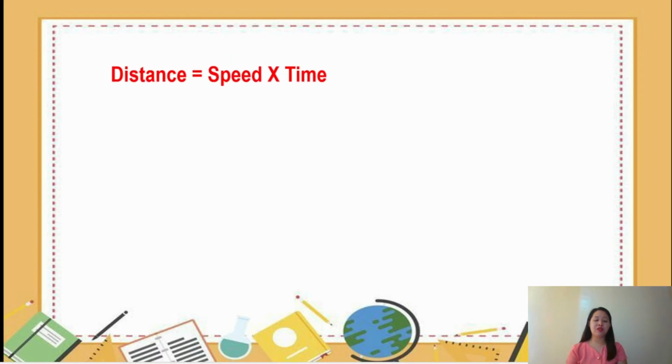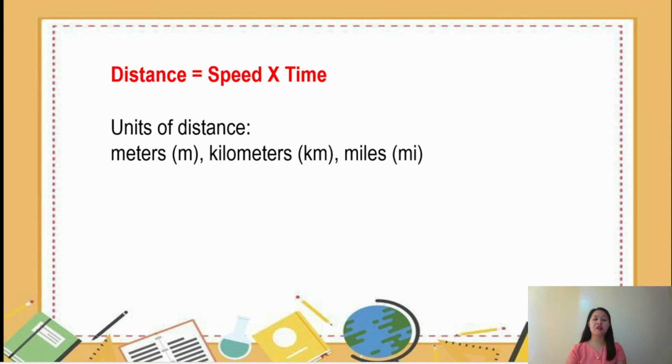This is the equation in solving the distance. Distance equals speed times time. Here are the common units of distance: meters, kilometers, and miles. Examples: 40 meters, 75 kilometers, 100 miles.